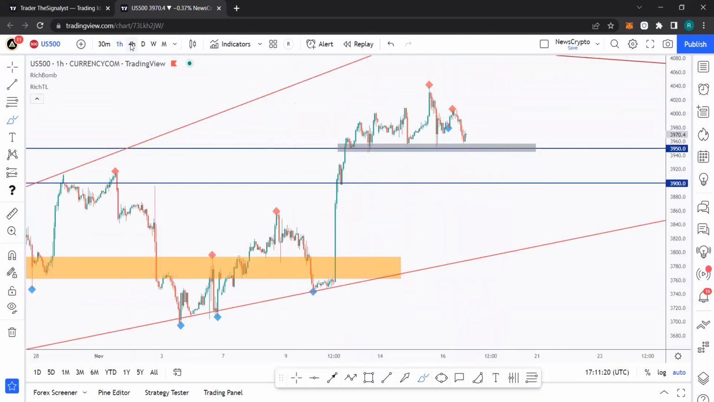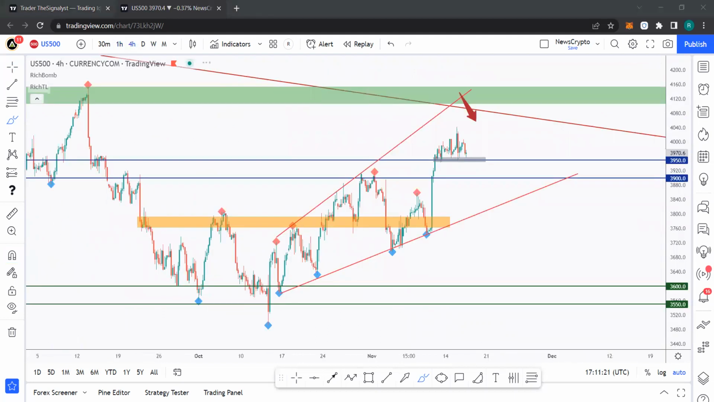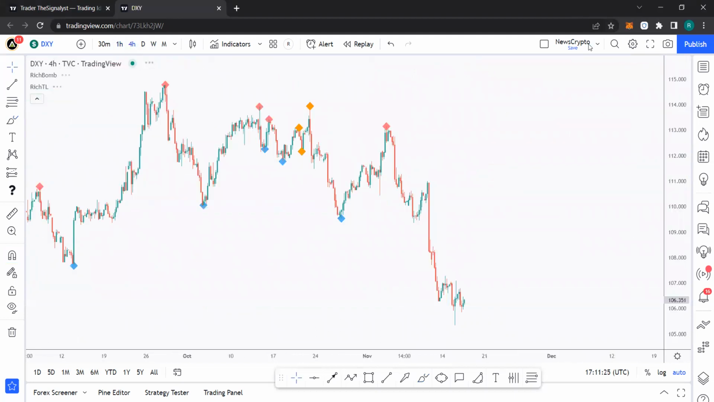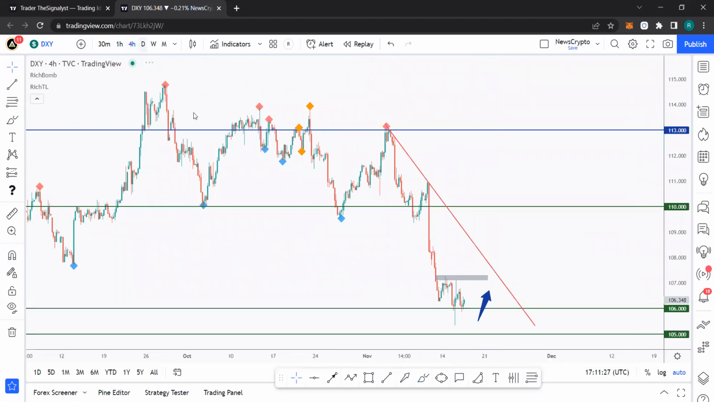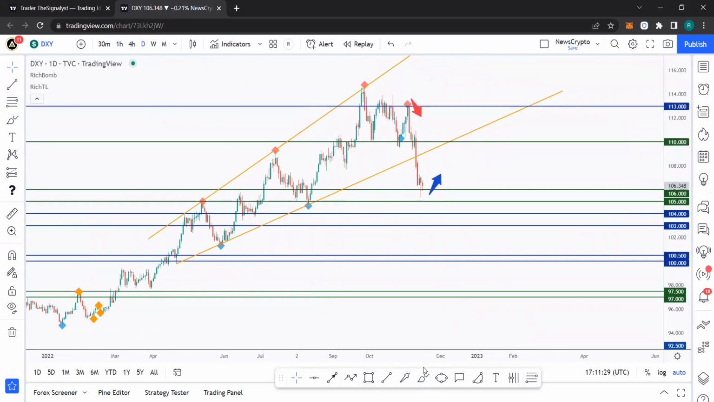That's basically it. I can't really say much. That's it for US 500. If we move forward, we've got the DXY. On the DXY, finally, we can see some movements, right?